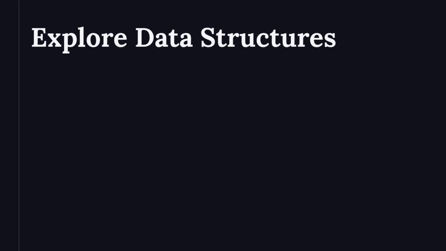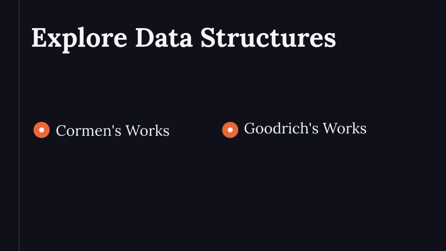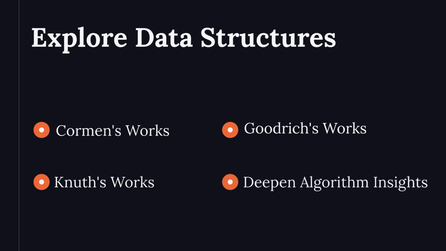Explore ebooks and journals for more on data structures. Recommended readings include works by Cormen, Goodrich, and Knuth. These resources delve deeper into algorithms and data structures. They provide additional insights and examples. Enhance your understanding by exploring these materials.